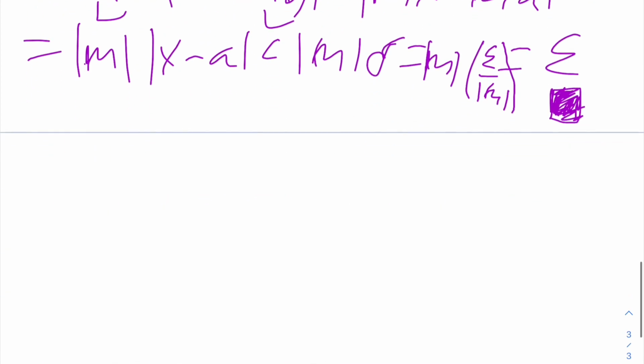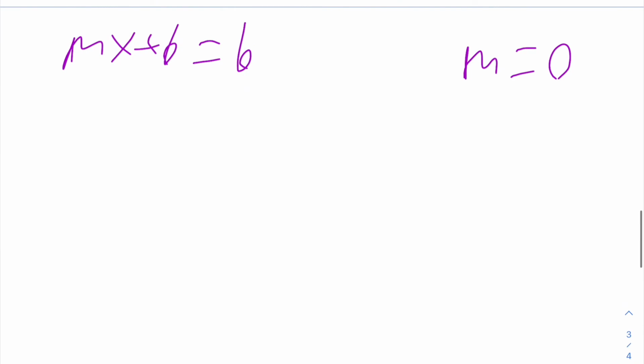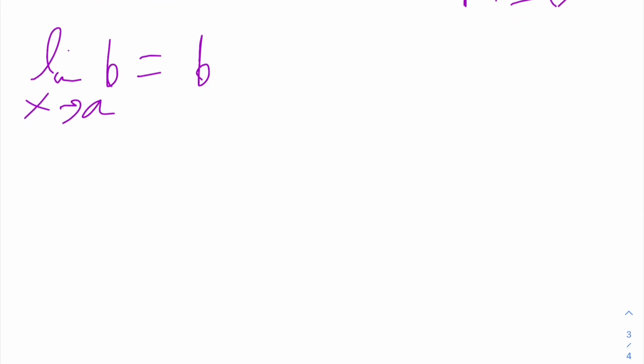But then if m does equal 0, then mx plus b will just equal b, because 0 times x is just 0, and 0 plus b is b. So this is basically proving that the limit of a constant is equal to that very constant. It seems obvious to us, but a formal proof is needed in order to completely justify this. So it is a little deceptively simple.